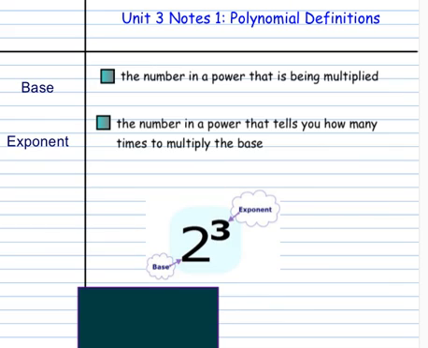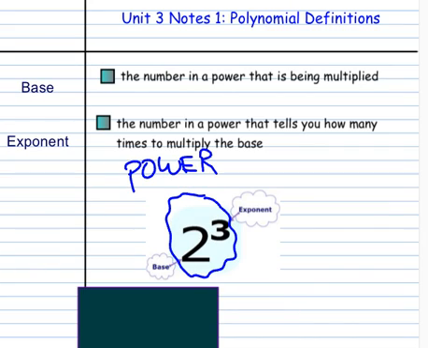Exponent is 3. Usually we'll call this a power, right? 2 to the power of 3, something like that. This is what we want to look at, though. This is meaning for us to do what? Well, this is equal to 2 times 2 times 2.